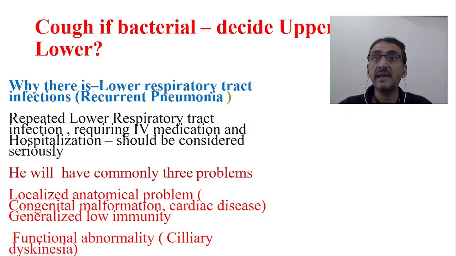And there may be some congenital malformations. For example, congenital cardiac disease is one of the most common causes of lower respiratory bacterial infections. Or there is low immunity, generalized low immunity. These are the three main causes of how bacterial infection occurs, especially in the lower respiratory tract. Or there may sometimes be functional abnormality like ciliary dyskinesia, cystic fibrosis, etc., conditions where drainage is not proper. So these are some of the most common conditions where bacterial infection occurs in the lower respiratory tract.